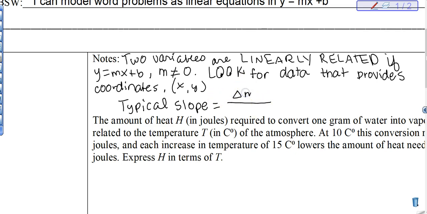is change in measure. Thank you, ma'am. Is that my warm fuzzy? I love warm fuzzies. Over change in time. I'm not saying that that's always the case. I'm just saying that it's typical. Okay? Thank you.